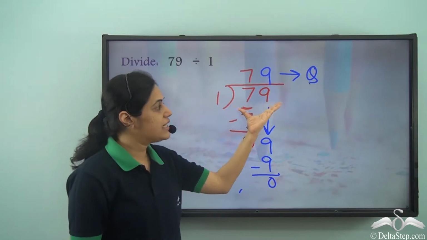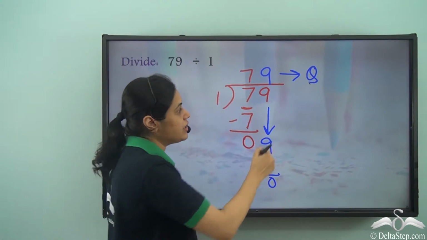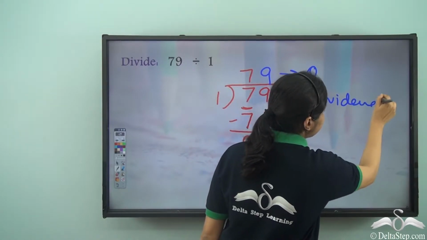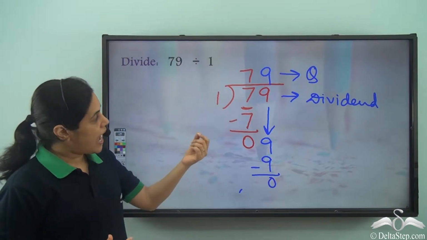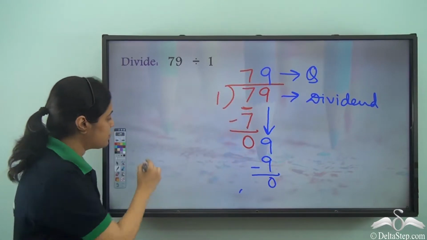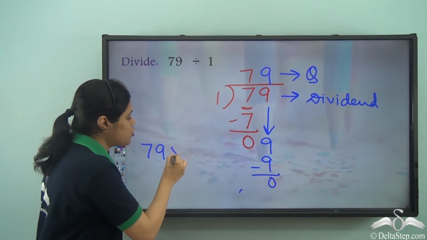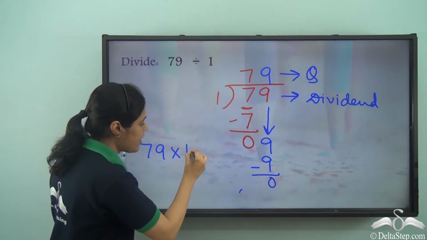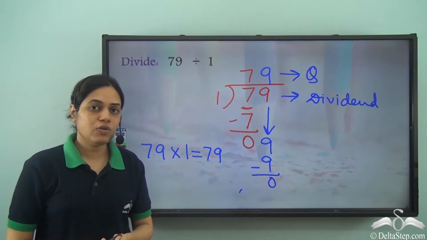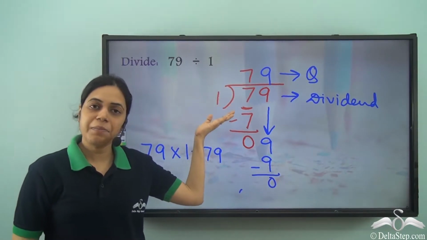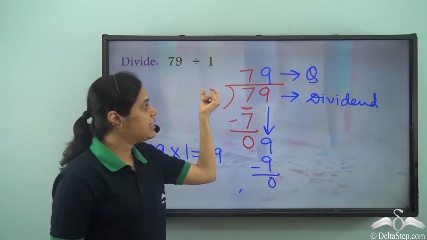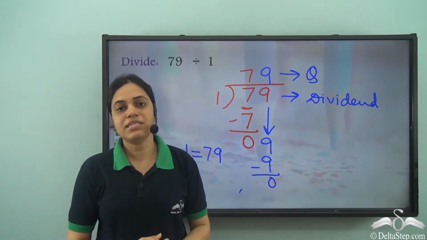But we see that the dividend is also 79 here. That is, the dividend is 79. And I can also cross check: 79, that is the quotient, into the divisor, which is 1, gives me 79, which is the dividend, because I know that any number multiplied by 1 gives me the same number. Similarly, any number divided by 1 gives me the same number.